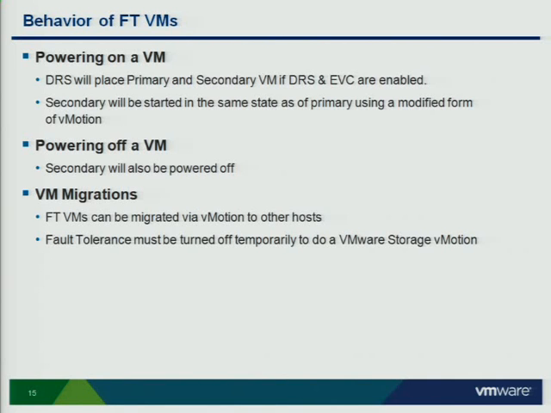So if DRS and EVC are enabled, everything is automatic. You just specify which VM is a fault-tolerant VM, and when you power on, it will automatically find a host to power on the primary. It will also find another host to power on the secondary. It's all transparent to the user. If you power up the primary, it will also power up the secondary, which is pretty obvious.